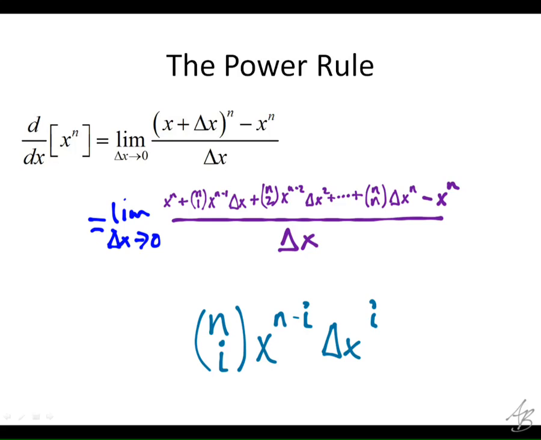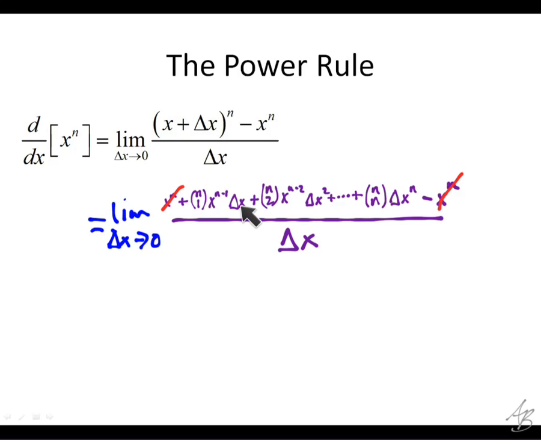Yeah, so those x to the n's are going to cancel each other out. So those are gone. And you'll also notice that every term that's left is going to have a delta x in it. So we have a delta x here, delta x squared here, delta x cubed here, all the way up to delta x to the nth power here, right? So that means that we can factor out a delta x from there.